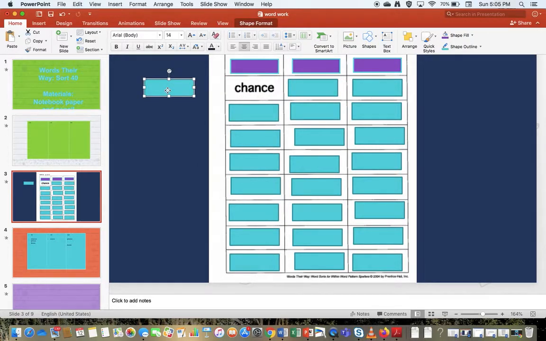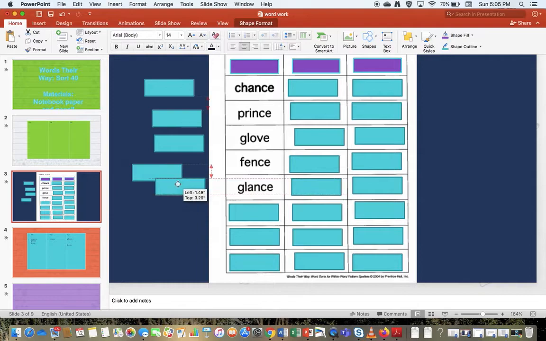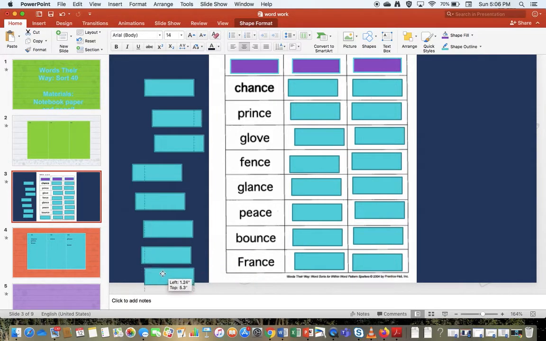Chance. Prince. Glove. Fence. Glance. Peace. Bounce. France. And this has a capital F because France is the name of a country.